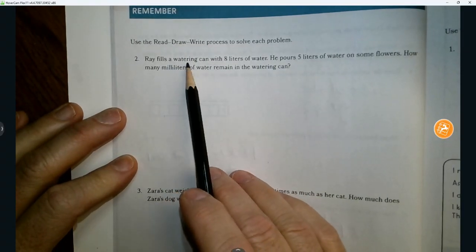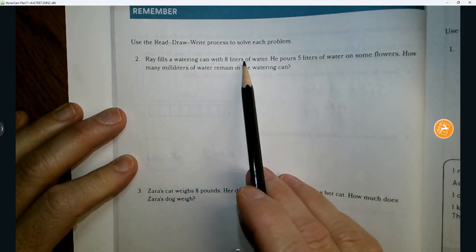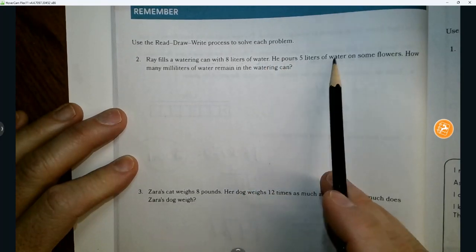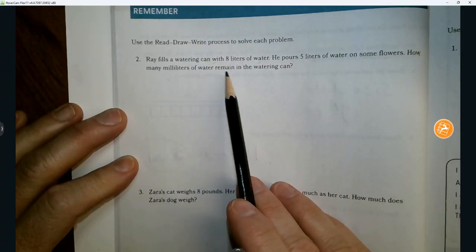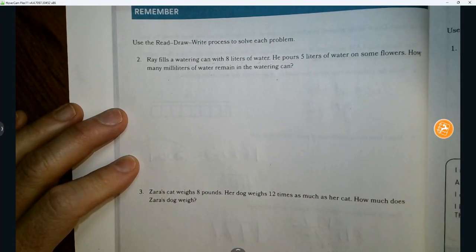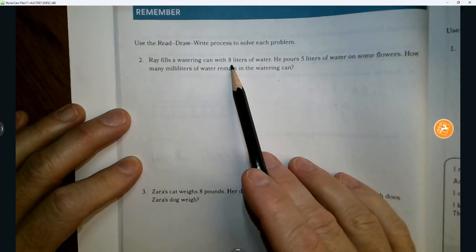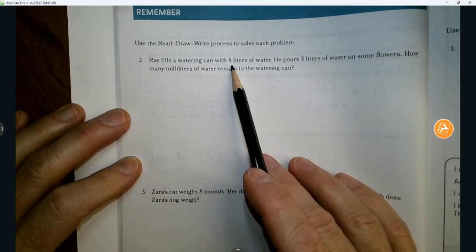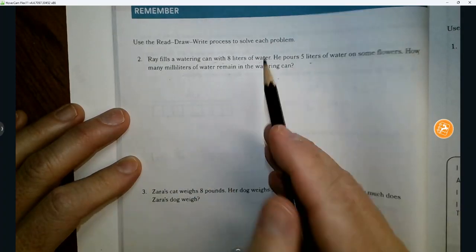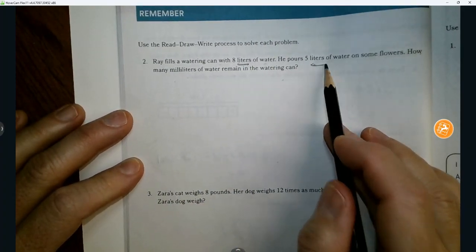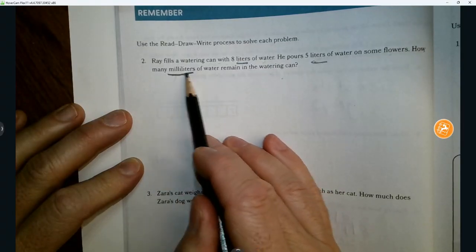Ray fills a watering can with 8 liters of water. He pours 5 liters of water on some flowers. How many milliliters of water remain in the watering can? He starts with 8 liters. He pours 5 liters out. But here's the trick. Liters. You got to switch that to milliliters.